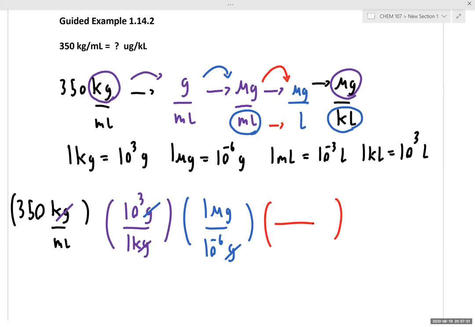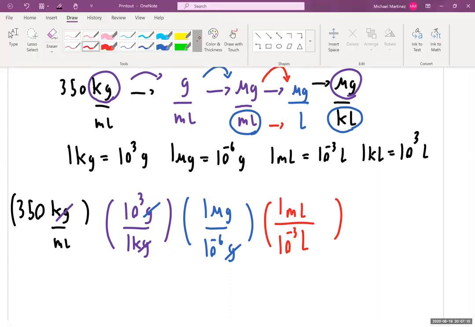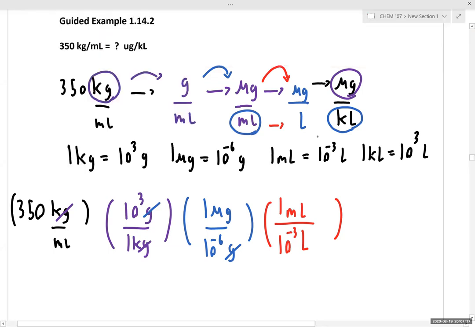On the bottom, right? So we have units of liter on the bottom and units of milliliter on the top. And we know in 1 milliliter, we have 10 to the negative 3rd liter. Finally, we're going from 1 over liter to 1 over kiloliter. So where do we place our units of kiloliter?